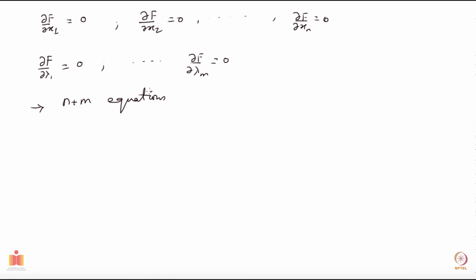And how many variables do I have? Again n plus m variables: n for the x's and m for the lambdas. Now n plus m equations and n plus m variables, so this system can be solved, and I can find all these things. But now the question is why this is the solution of our problem.